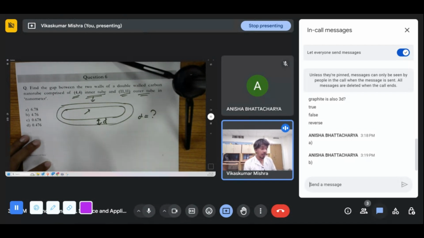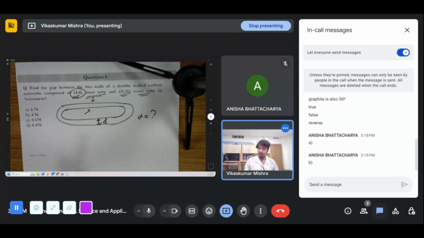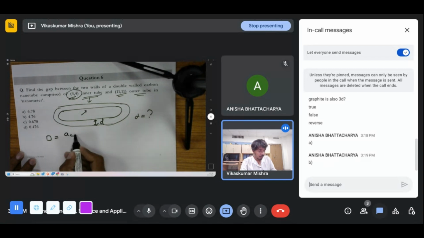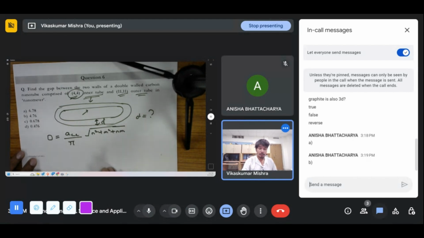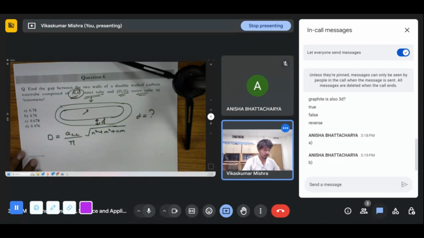We are aware that we can find the diameter of any tube if the chiral vector is given to us. How can we find it? We know the formula, which was derived in detail in class: a_CC divided by pi, with a root over n square plus m square plus nm. And n and m are 4 and 4.